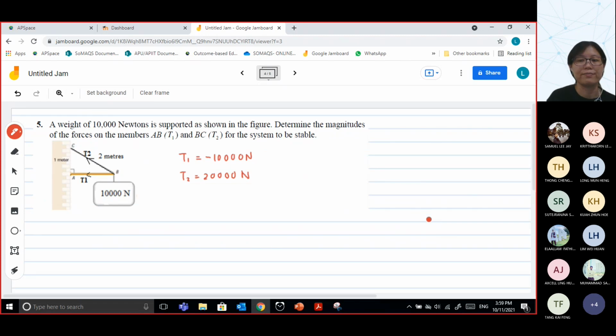Okay, number 5. Anyone have a solution to share? Do you get the same answer? Check the answer first. Then can I ask for the solution?